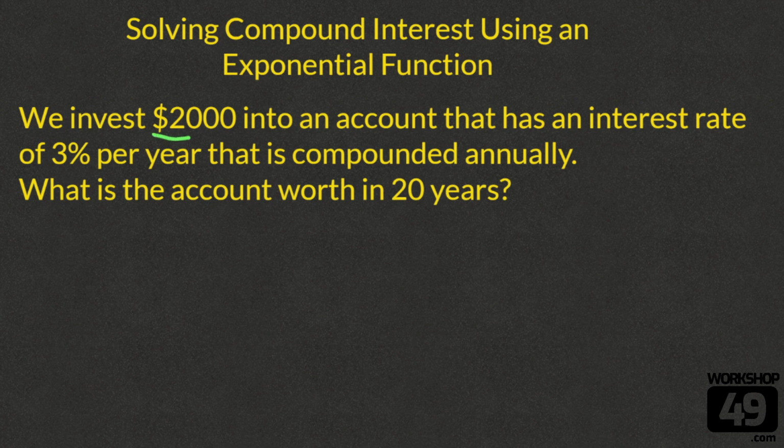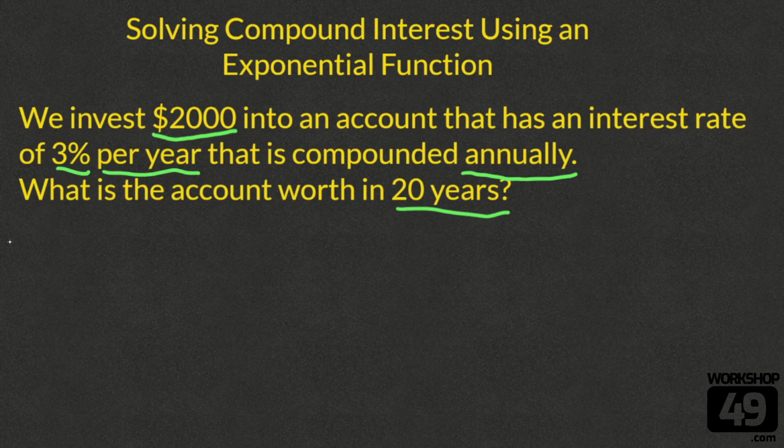We invest $2,000 into an account that has an interest rate of 3% per year. And that interest rate is going to be compounded annually, which means once per year. What is this account worth in 20 years?